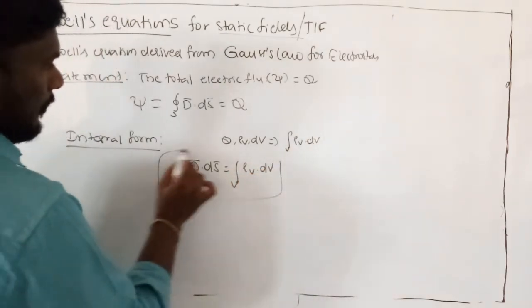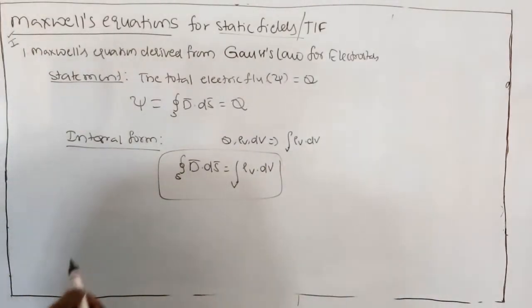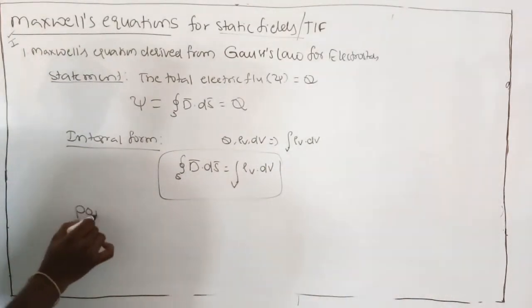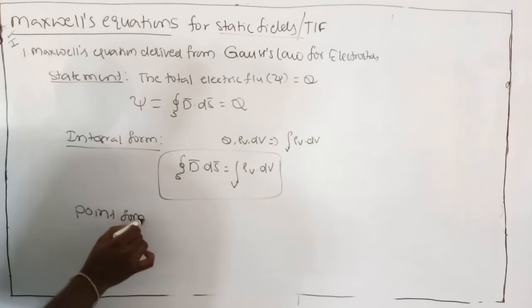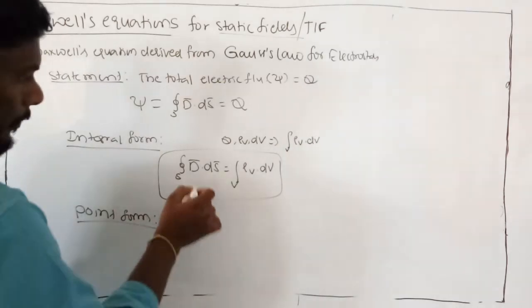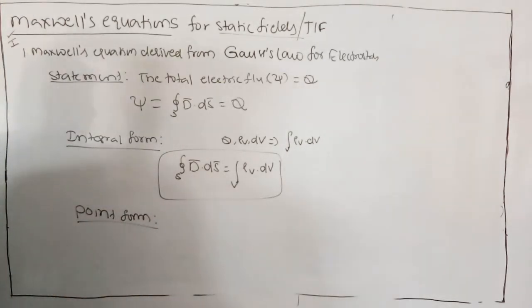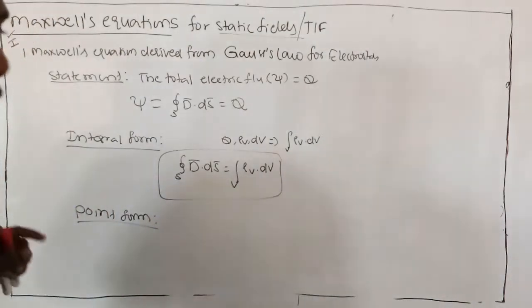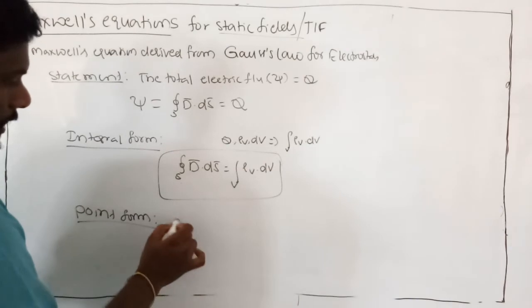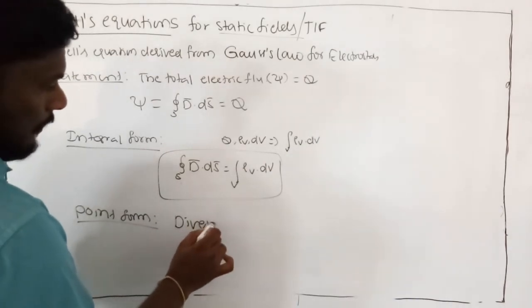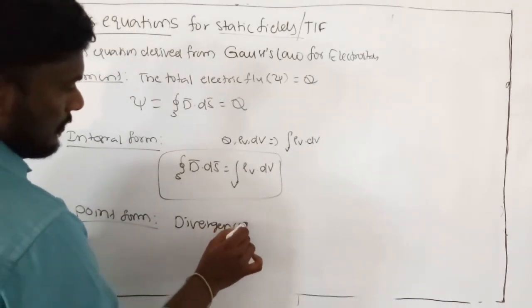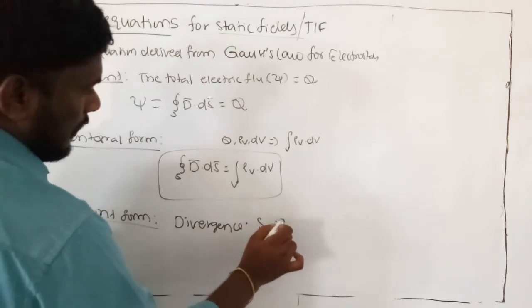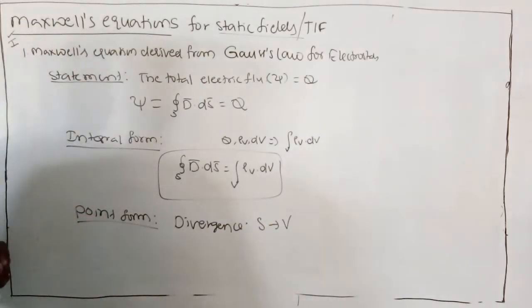This is the integral form of Gauss law for electrostatics. Similarly, how can you write the point form? By applying a theorem. Stokes theorem is used to convert a line integral to a surface integral, but here we have a surface and a volume. So to convert surface integration into volume integration, we will use the divergence theorem. According to the divergence theorem, we can convert the surface integral into a volume integral.